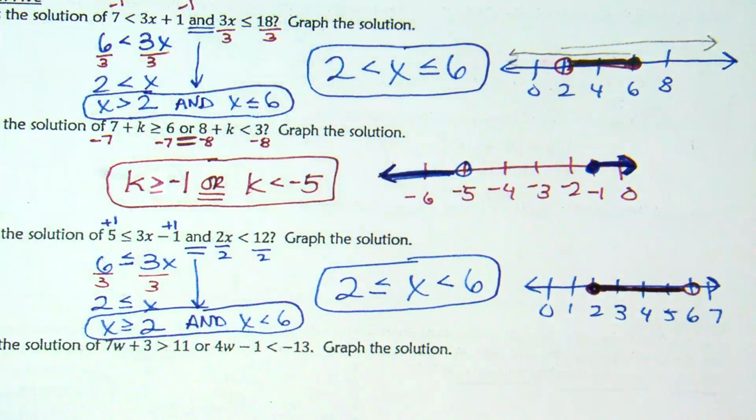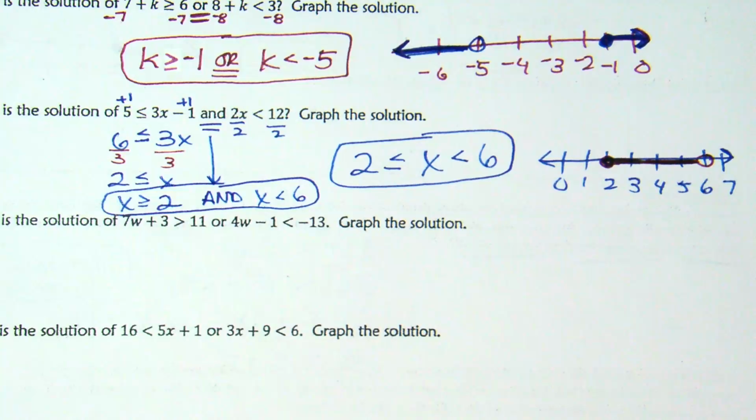What about the next 2 problems I'm going to skip over? They are what type of statements? Or. What's their graph going to look like? They go out, right? Since they are or statements, their graphs would be going out from each other. Okay.